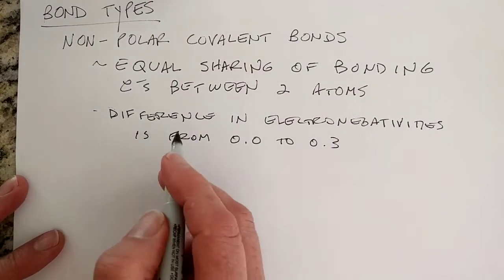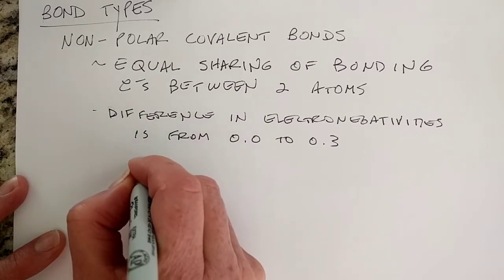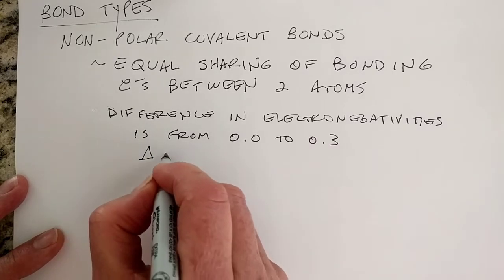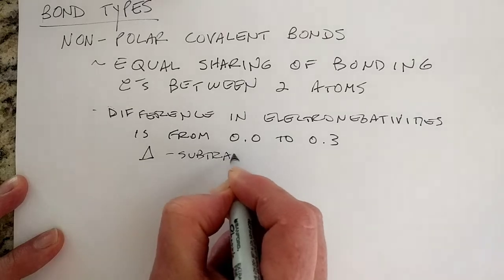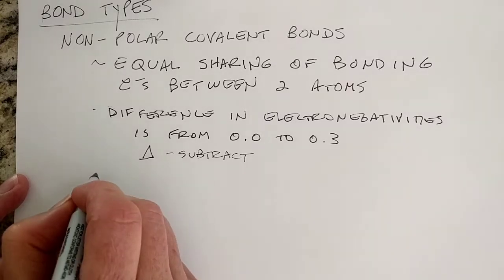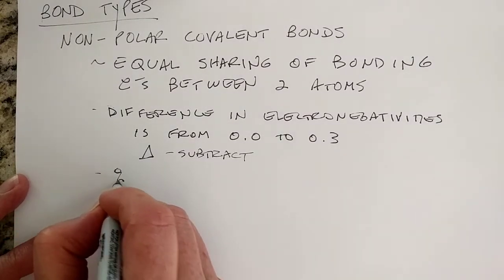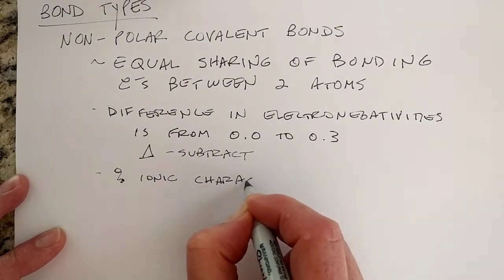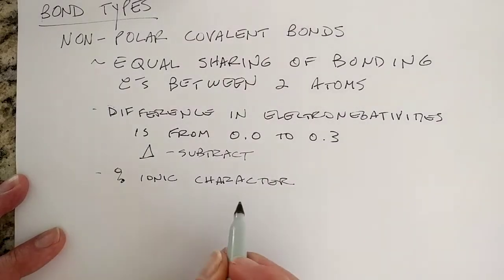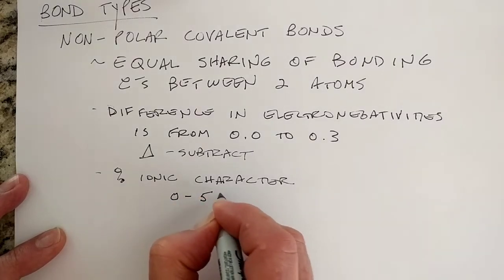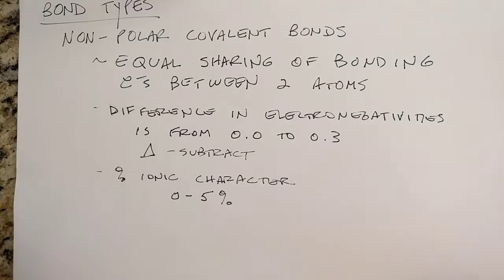Difference means subtraction, and we represent difference by a Greek letter, a capital delta. This symbol means subtract. It means you're looking for the result when you subtract your values. Okay, we're also going to be looking at the percent ionic character, and we're going to use that little bar chart for that. And the percent ionic character for a non-polar covalent bond is from 0 to 5%. Okay, so we'll do our examples here.